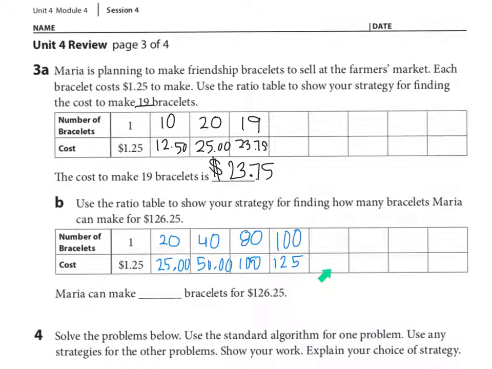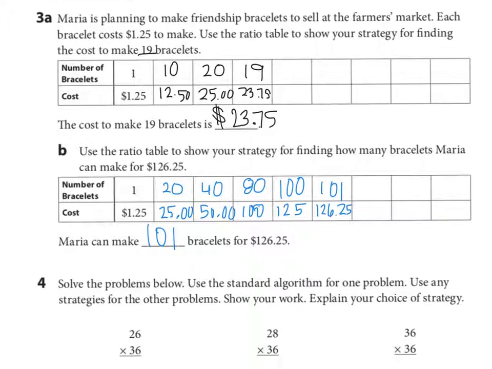How many more bracelets can I make? That's right, just adding 1 more. 101 bracelets would cost $126.25. So Maria can make 101 bracelets.